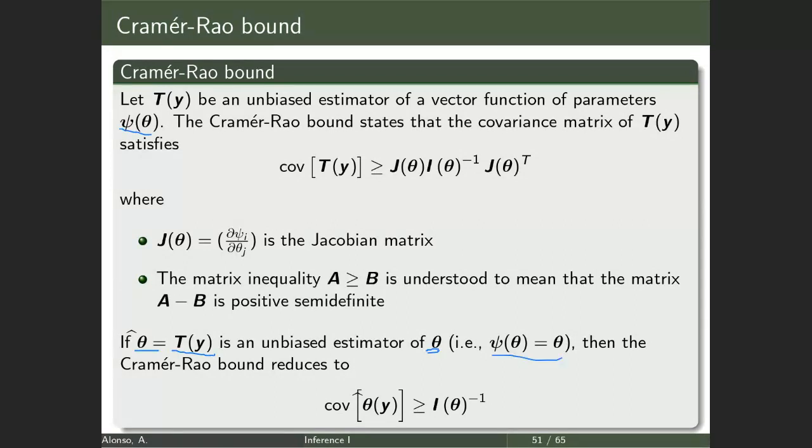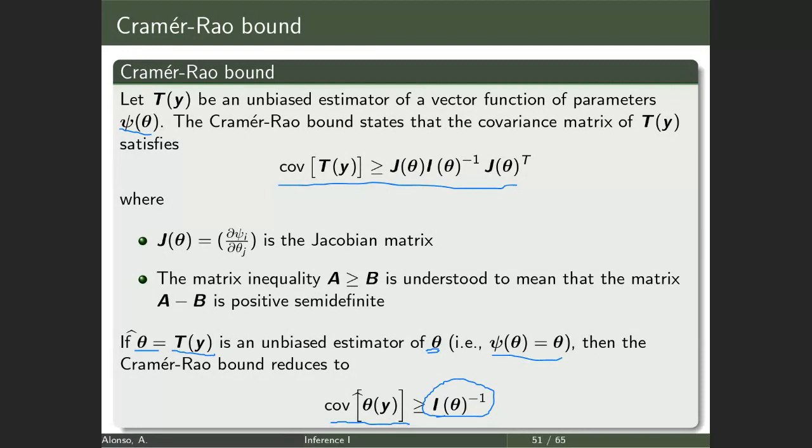And in that case, the Cramer-Rao inequality translates into something a little bit simpler. The covariance matrix of an unbiased estimator of theta is always greater or equal than the inverse of the Fisher information matrix. So if you have an unbiased estimator that has variance covariance matrix equal to the inverse of the Fisher information matrix, you have gotten it. That's the best you can get, because that's the best estimator, the one that has the smallest variability, the one that minimizes the mean square error.